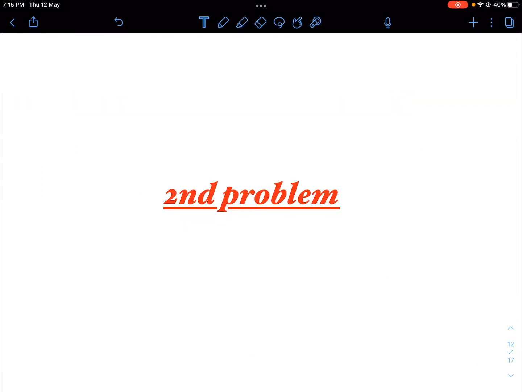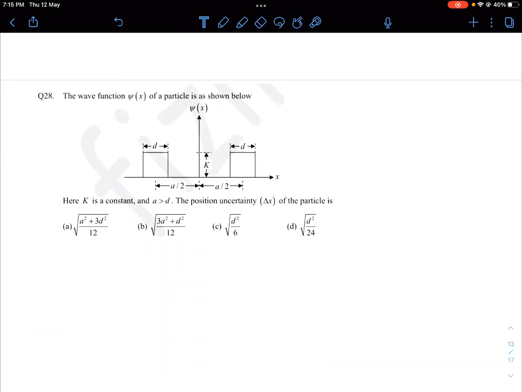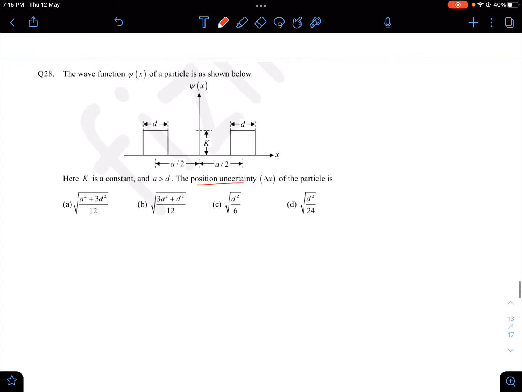Okay, so let's move to the second problem of this video. So here is the problem. Here we have the wave function of a particle given in a graphical manner, and we have to find the position uncertainty of the particle. So in this problem, from this graph you have to write down the wave function.